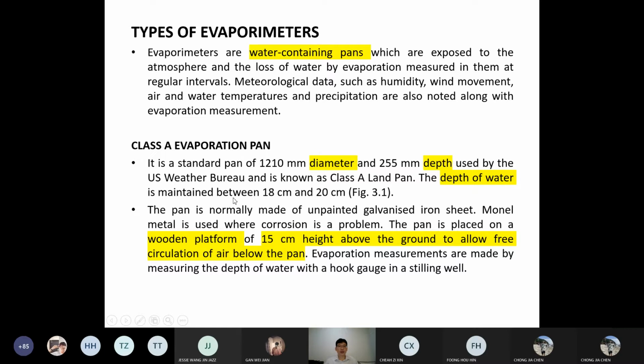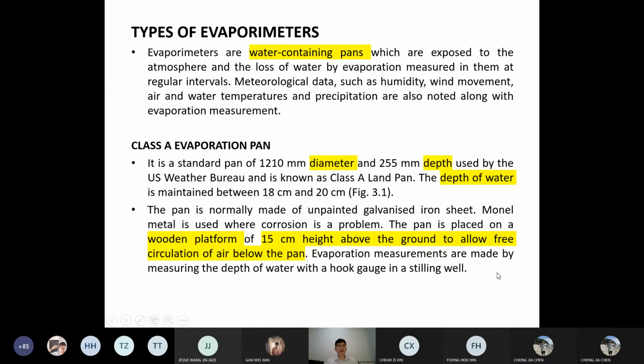The depth of the water is maintained between 180 mm and 200 mm. The pan is normally made of unpainted galvanized iron sheet. Monel metal is used where corrosion is a problem. The pan is placed on a wooden platform 15 cm in height above the ground to allow free circulation of air below the pan. Evaporation measurements are made by measuring the depth of water with a hook gauge in the stilling well.